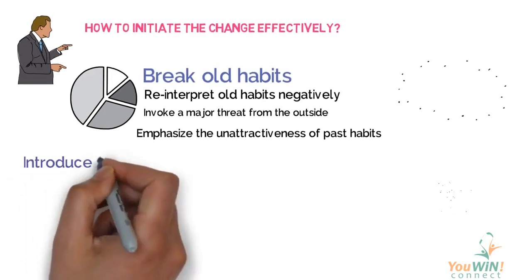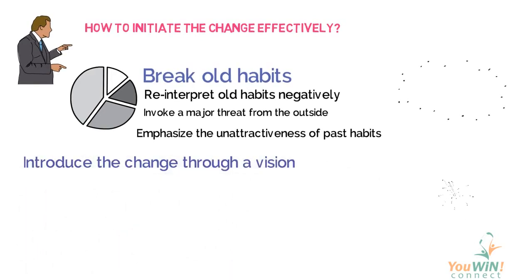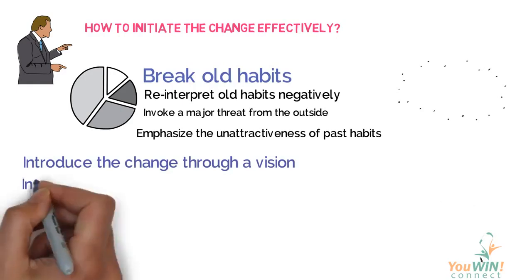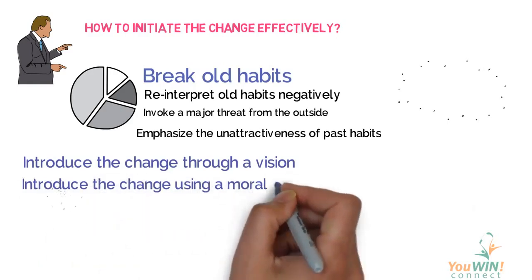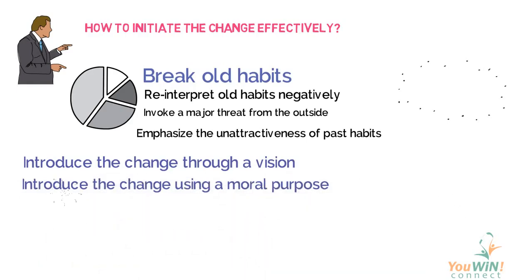The second way we can break old habits is to introduce the change through a vision. Use the vision to excite and inspire people about the change. We can also introduce the change using a moral purpose. For example, suppose the new manufacturing process will produce almost no toxic gas and waste. Therefore, it will significantly improve the water and air.